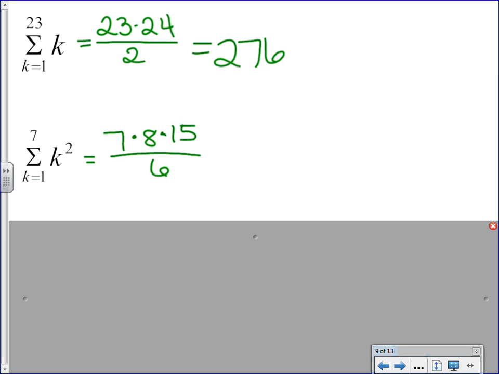I don't know what the numerator is. Okay, well, 6 is 2 times 3, right? So 7 times 4 times 7. I just broke 6 up into 2 times 3. 2 goes into 8 4 times.